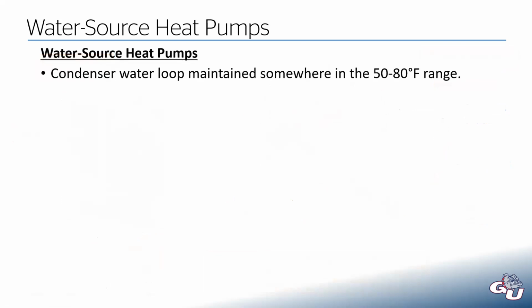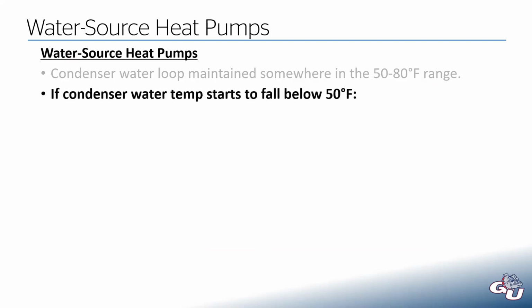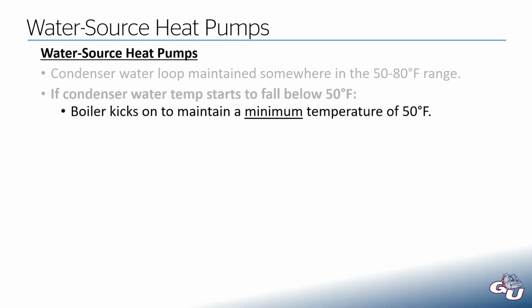I mentioned that condenser water loop. It's always going to be somewhere in that 50 to 80 degree Fahrenheit range. If that loop temperature starts to fall below 50 degrees, in this case that is what we call the low limit, the low limit of this range, then the boiler that we saw in that system schematic will kick on and heat the water a bit to maintain that minimum 50 degree temperature water.